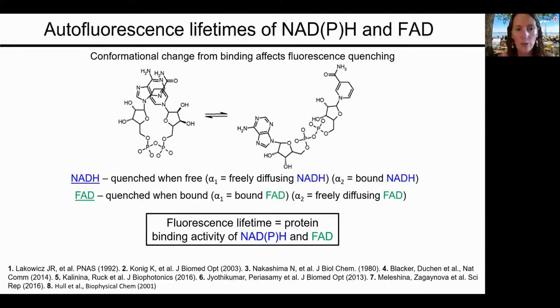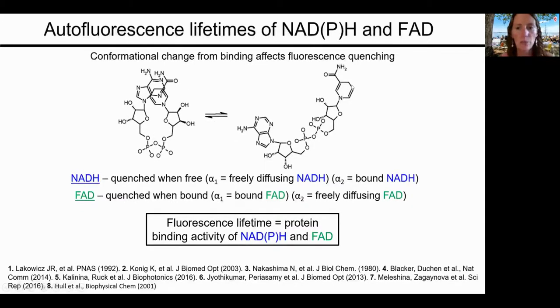We're also measuring the fluorescence lifetime of these molecules. So that's the time that the molecule is in the excited state before decaying back down to the ground state. And this is useful because NADH and FAD have two very distinct conformations. So for example, NADH, when it's free, it folds up on itself like this.